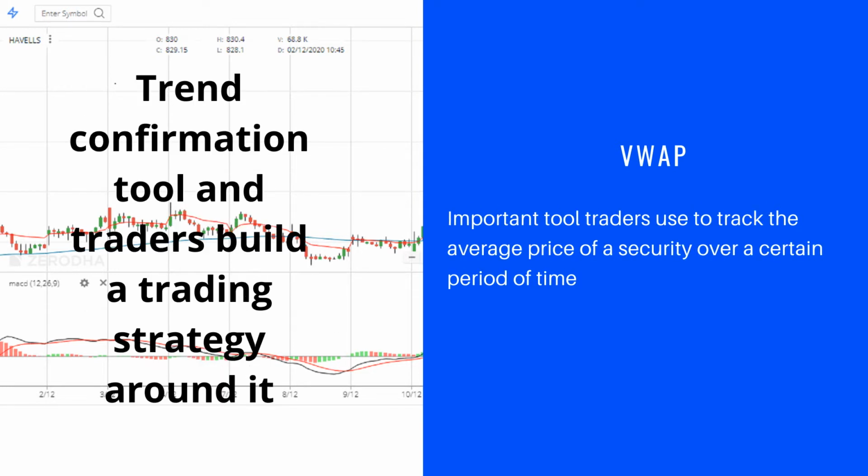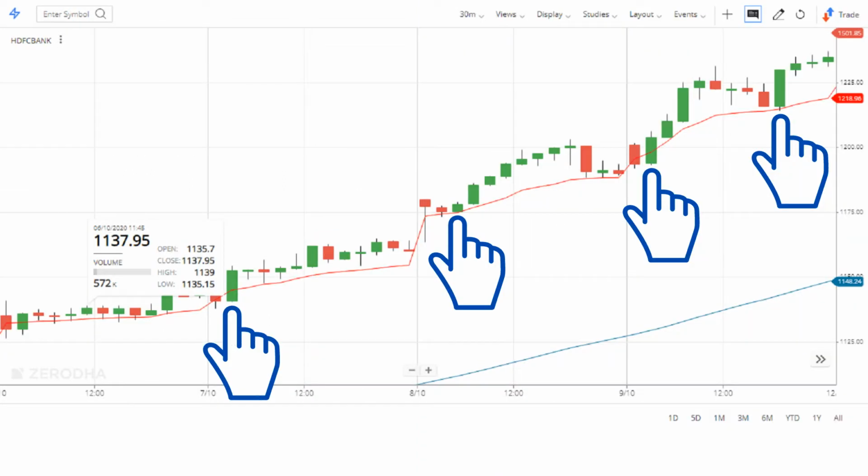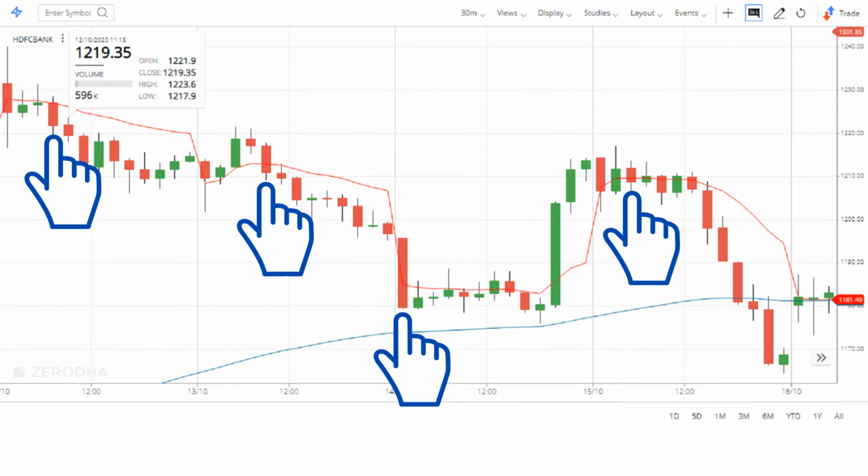So the traders use VWAP as a trend confirmation tool and build a trading strategy around it. So when the price is above VWAP, they may prefer to initiate a long position. That means they want to buy the share. And when the price is below VWAP, they may prefer to initiate a short position. Means they want to sell the stock.